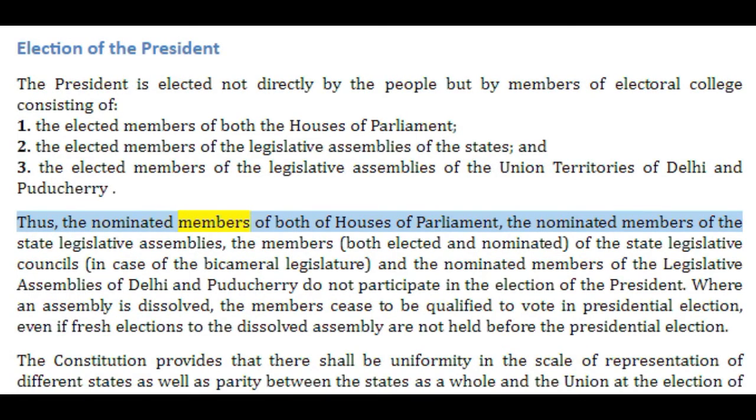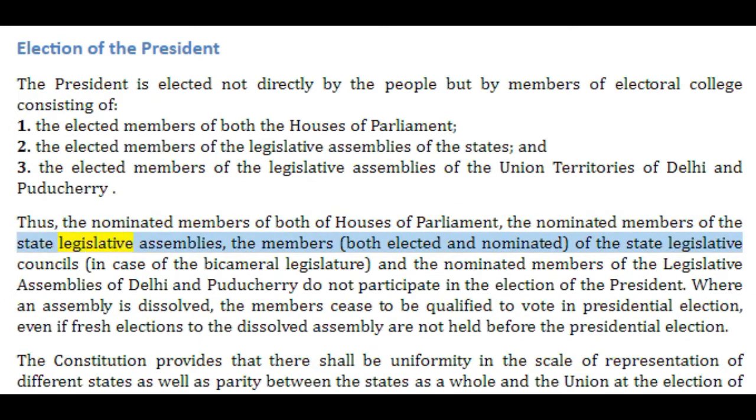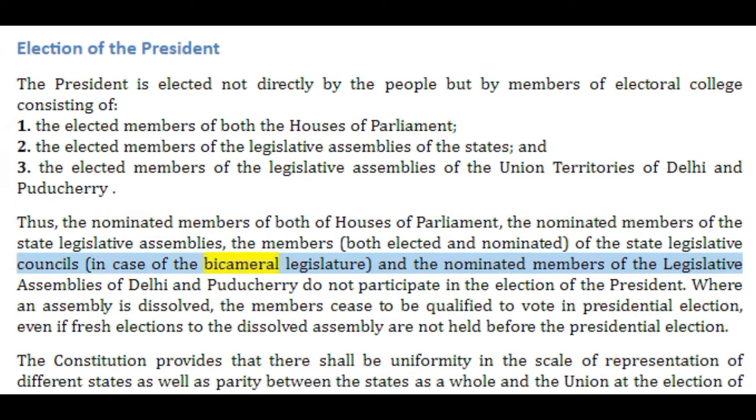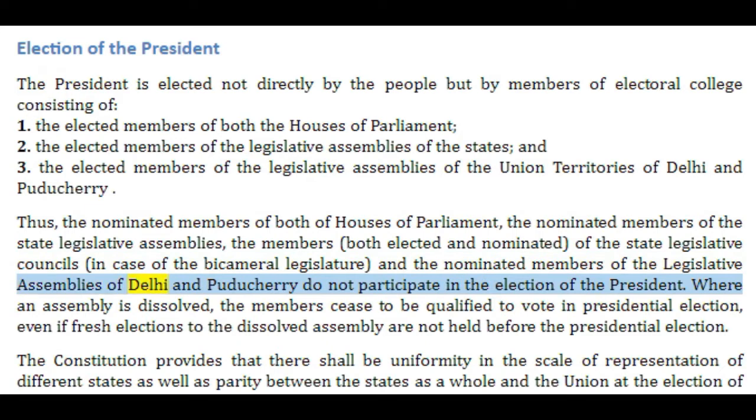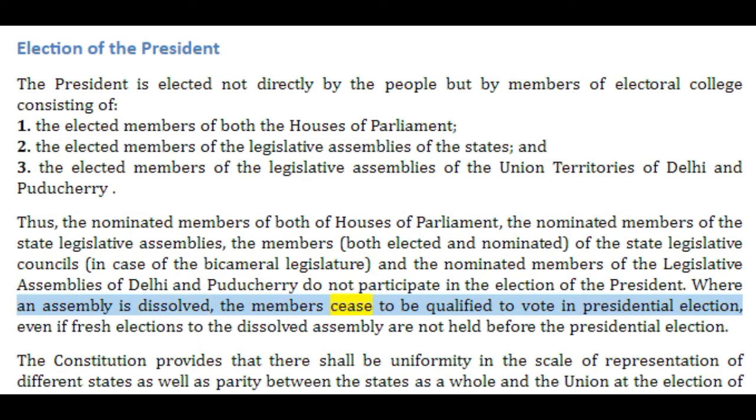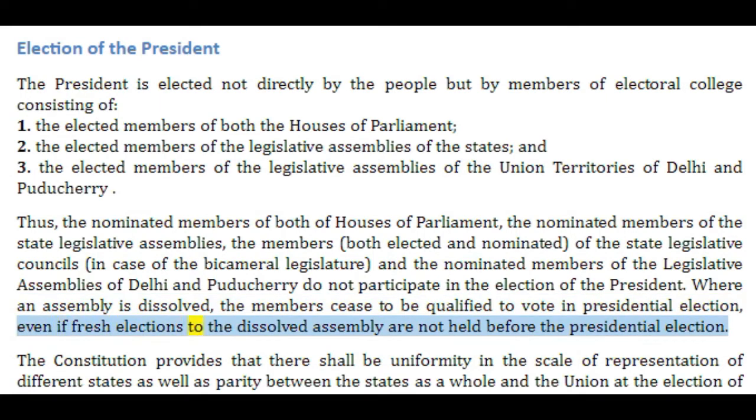Thus, the nominated members of both Houses of Parliament, the nominated members of the state legislative assemblies, the members, both elected and nominated, of the state legislative councils in case of a bicameral legislature, and the nominated members of the legislative assemblies of Delhi and Puducherry do not participate in the election of the President. Where an assembly is dissolved, the members cease to be qualified to vote in the presidential election, even if fresh elections to the dissolved assembly are not held before the presidential election.